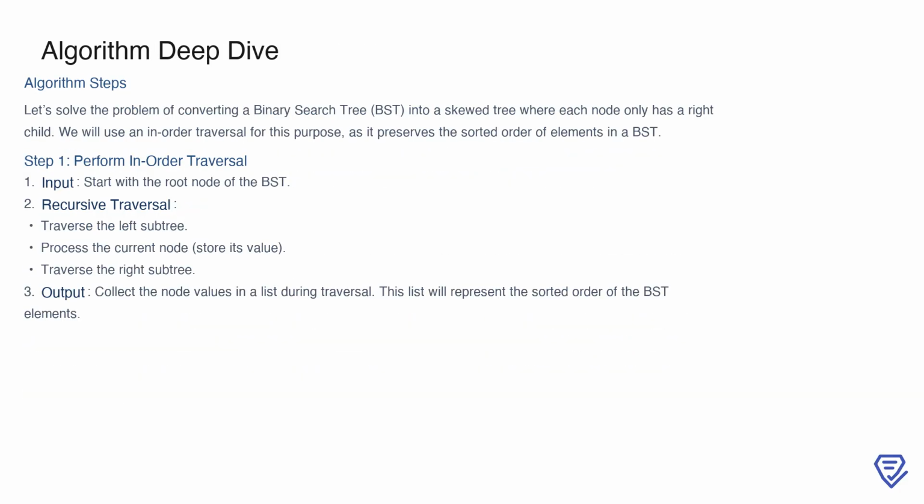To tackle the problem of converting a binary search tree into an increasing order search tree, we start by using in-order traversal. This method is particularly suited for BSTs because it guarantees that we visit the nodes in sorted order. The process begins with the root node as input. From there, we recursively traverse the left subtree, process the current node by storing its value, and then move to the right subtree. As we perform this traversal, we collect the node values in a list. This list will be crucial because it preserves the sorted order of the BST elements, which is a key property we need for the next steps.